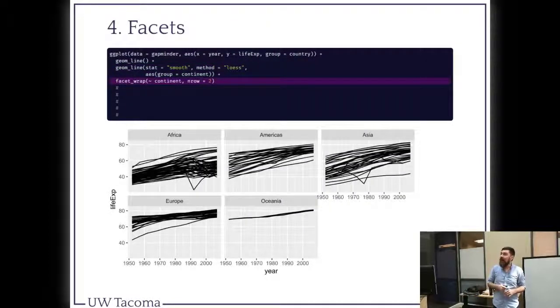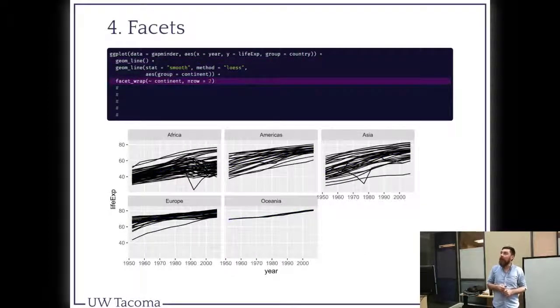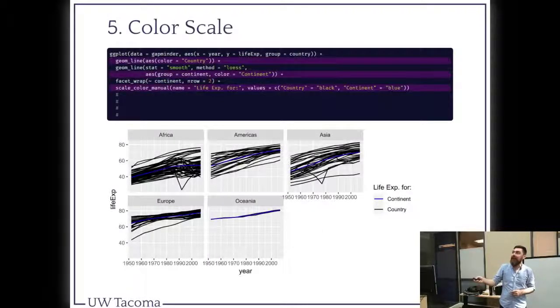Then I say facet wrap by continent, and row equals 2. Our plots are then broken down to facets. Then I say scale color manual, and you see what I'm doing here is I'm changing three lines. My geom line now has aes color equals country. My line for continent has color equals continent. And then I have scale color manual where I did country equals black, continent equals blue.